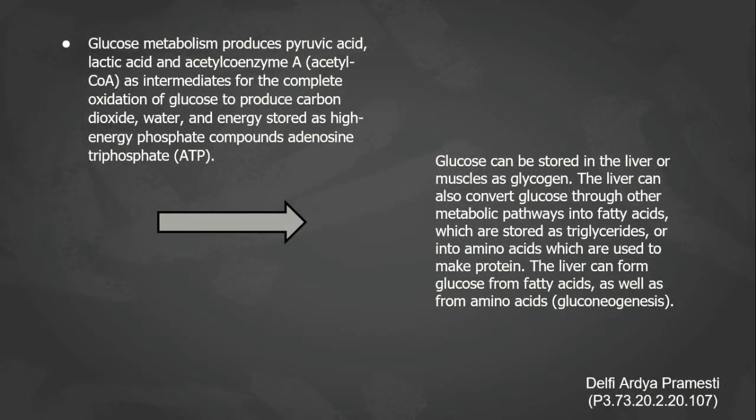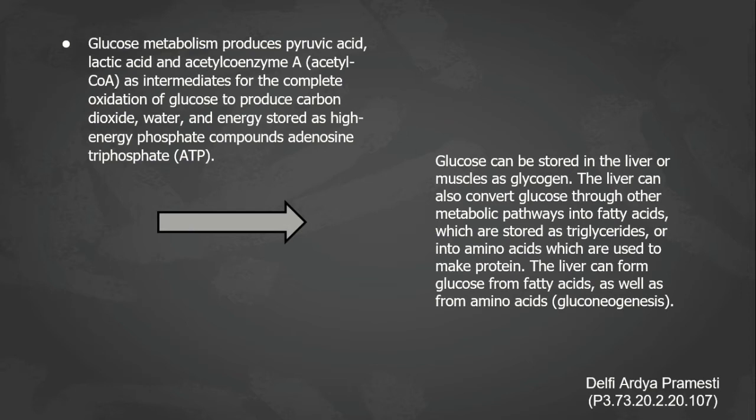Glucose metabolism produces pyruvic acid, lactic acid, and acetyl coenzyme A, or acetyl-CoA, as intermediates for the complete oxidation of glucose to produce carbon dioxide, water, and energy stored as high-energy phosphate compounds, adenosine triphosphate or ATP. Glucose can be stored in the liver or muscles as glycogen.